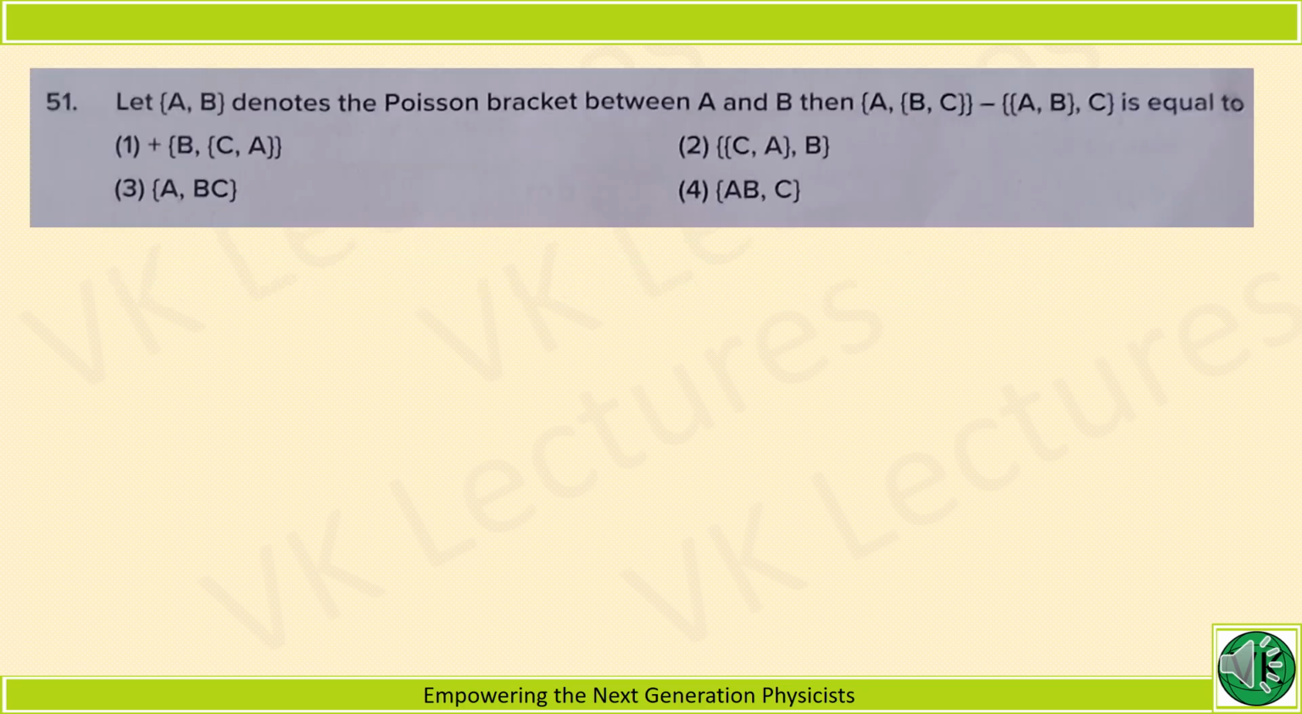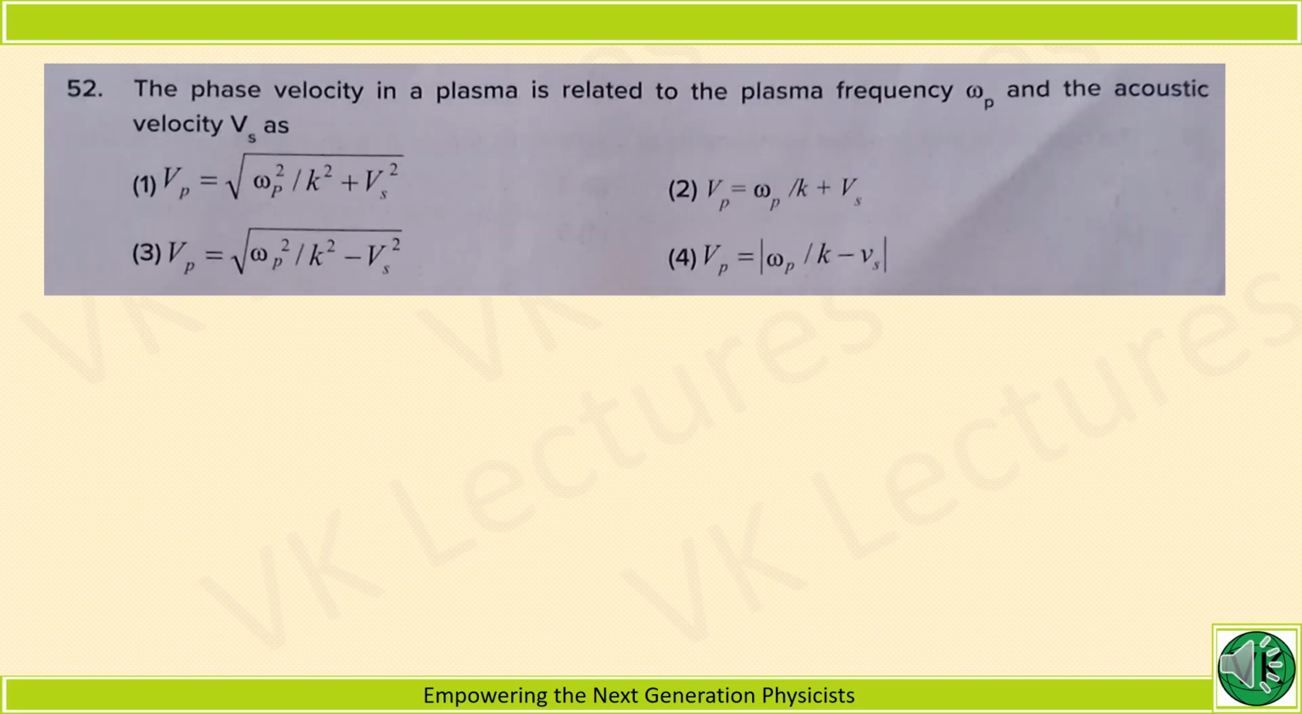Let {A, B} denote the Poisson bracket between A and B. Then {{A, B}, C} minus {A, {B, C}} is equal to... the correct answer is option 2, that is {C, {A, B}}. The phase velocity in a plasma is related to the plasma frequency omega p and the acoustic velocity Vs as... the correct option is option 1, that is Vp equal to root of omega p square by k square plus Vs square.